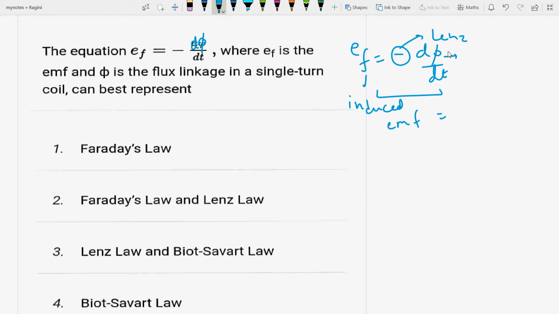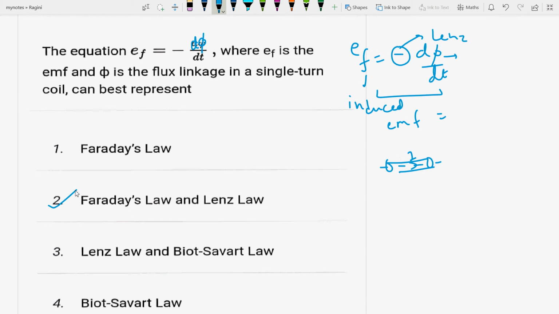So Lenz law states the direction of current induced in a conductor. If this is a conductor, so direction of current induced in a conductor by a changing magnetic field is such that it always opposes the change in magnetic field which produced it. So Lenz law is based on the law of conservation of energy. So your right answer will be Faraday's laws and Lenz law.